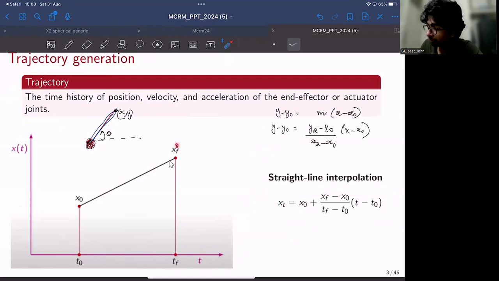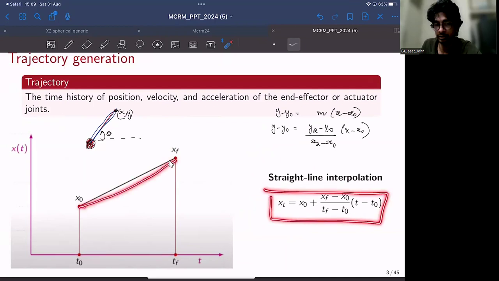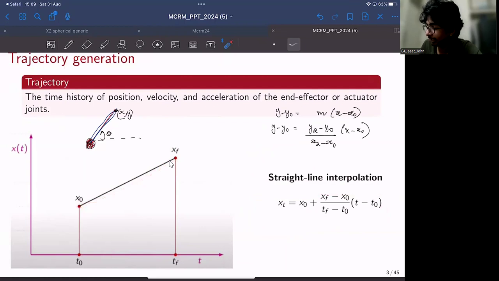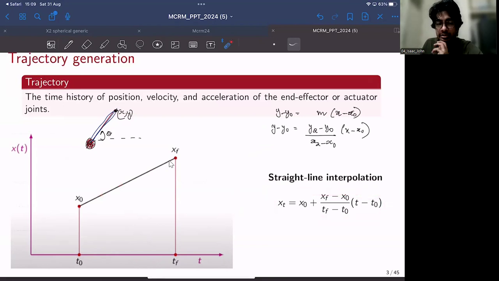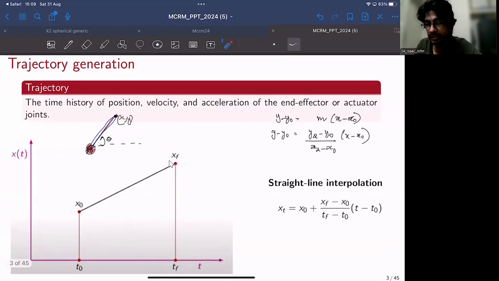If you are given a final position, an initial position, and the time to reach from the initial position to the final position, how do you interpolate the path? You can do that using this straight line interpolation. With this information, for any time between t0 and tf, you can find the position, velocities, and accelerations using this interpolation. So that is one way of generating a trajectory, which is basically a straight line.